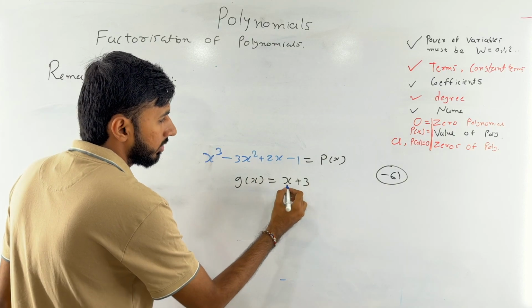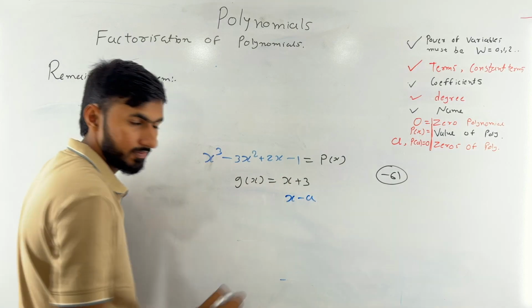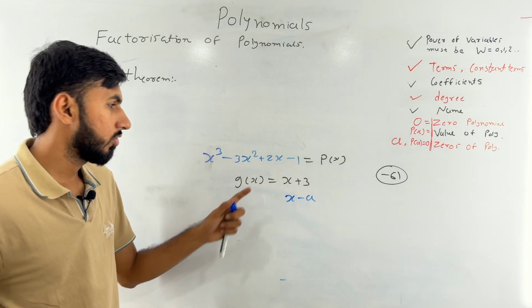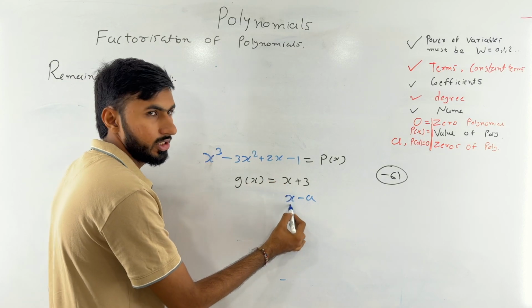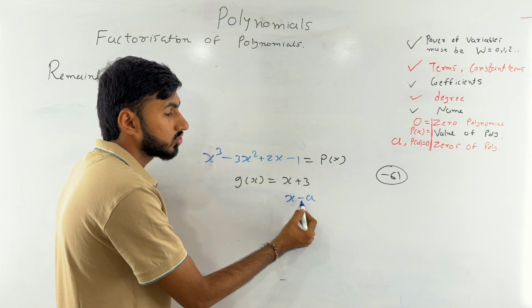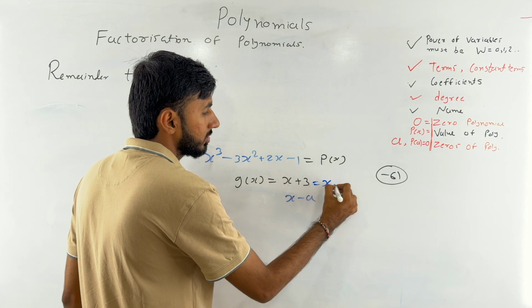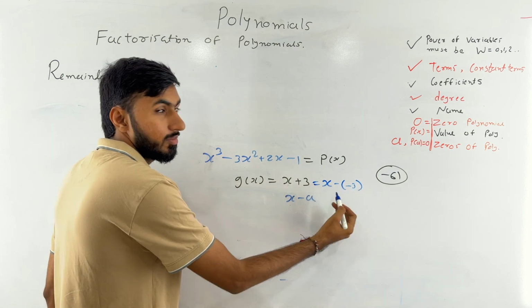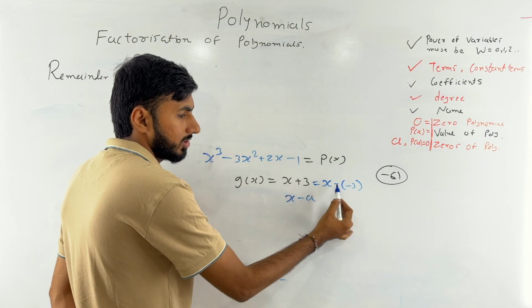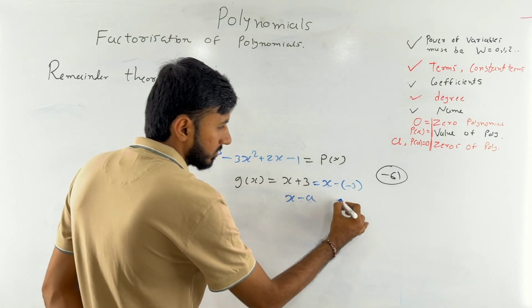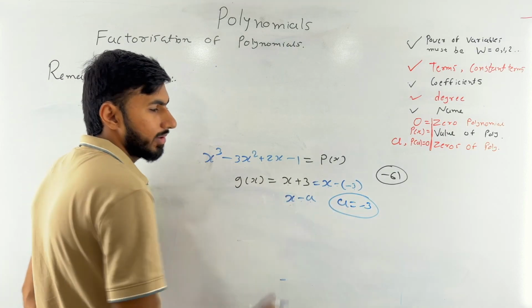Now you have to compare this polynomial divisor with x minus a, right? You have to compare this polynomial with x minus a and find the value of a. Here you have x and x, here you have plus sign, here you have minus sign. So you have to change the sign here, right? To make it minus, you can write it as x minus minus 3. Ultimately it becomes x plus 3, right? So I have x here, minus sign here, a here, and minus 3 here. So my value of a will become minus 3, right? So a is equal to minus 3.